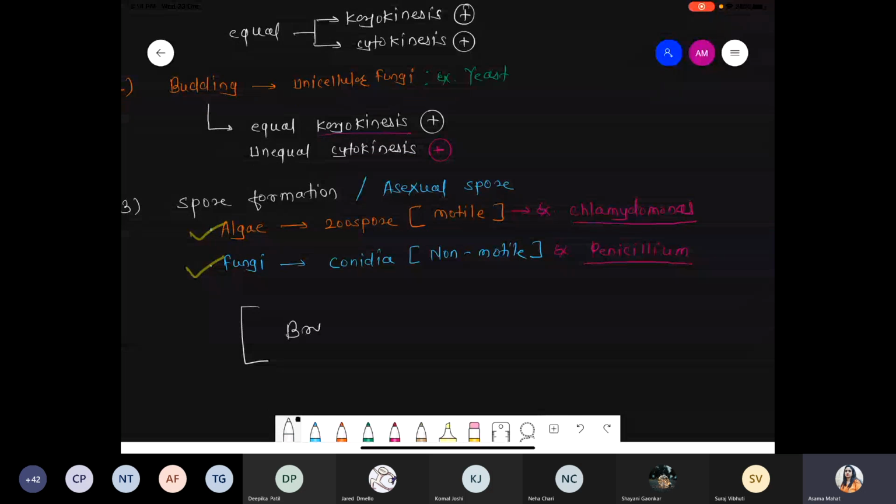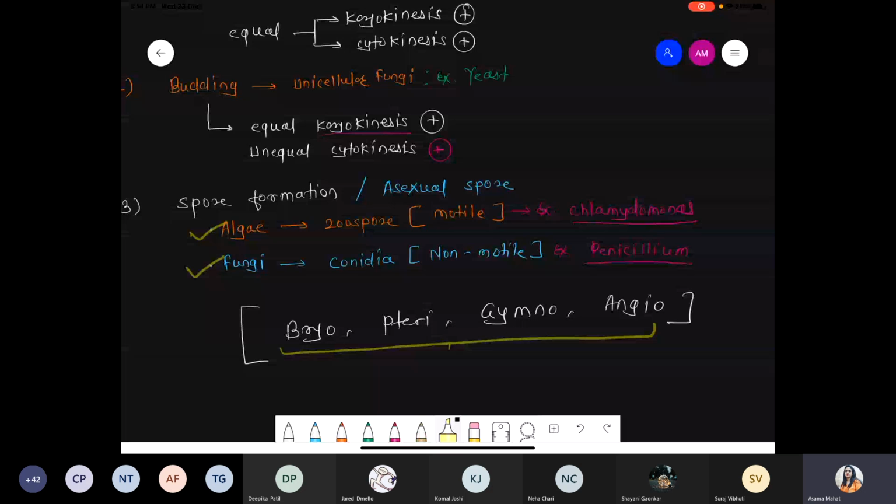In case of the bryophyta, pteridophyta, gymnosperms, as well as angiosperms, such type of mitospore formation is totally absent. Because it's a product of mitosis, right? They are asexual spores, or sometimes also called mitospores, because a single parent is involved, simply the mitosis process is happening, so that's why it is also called mitospore, the product of mitosis.